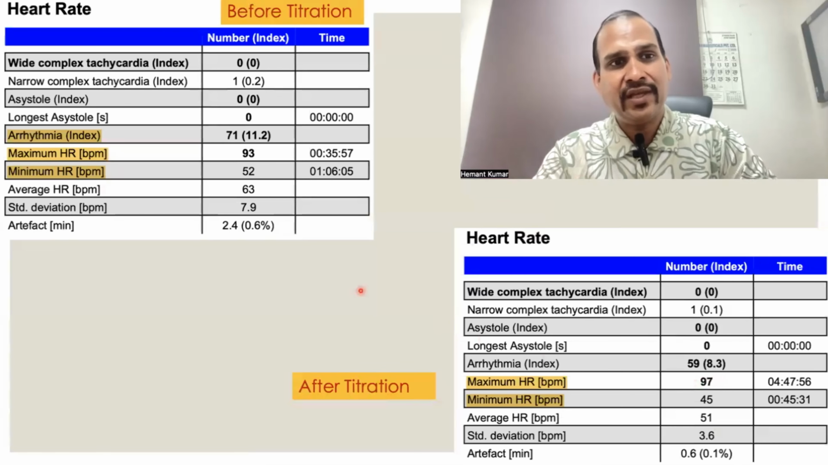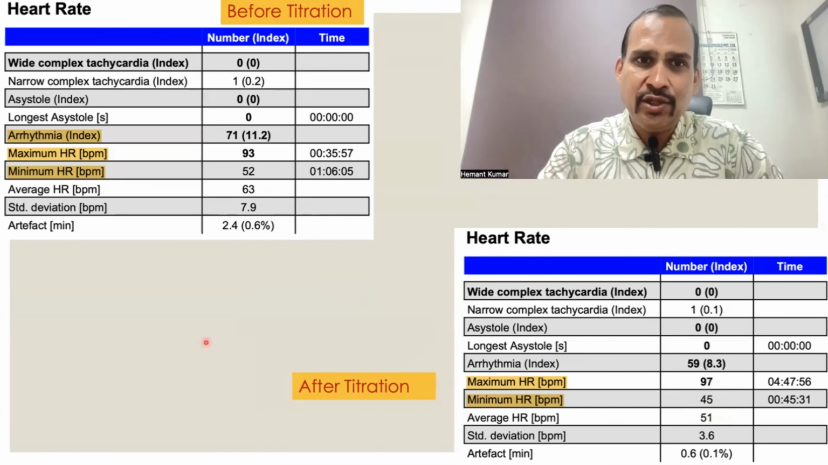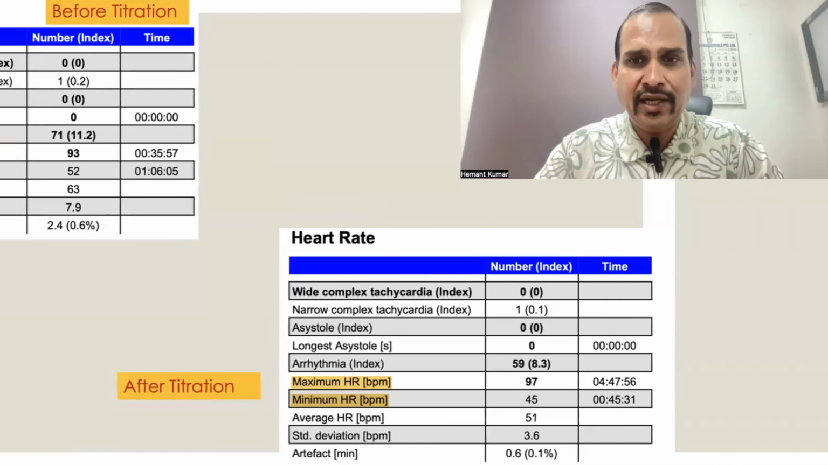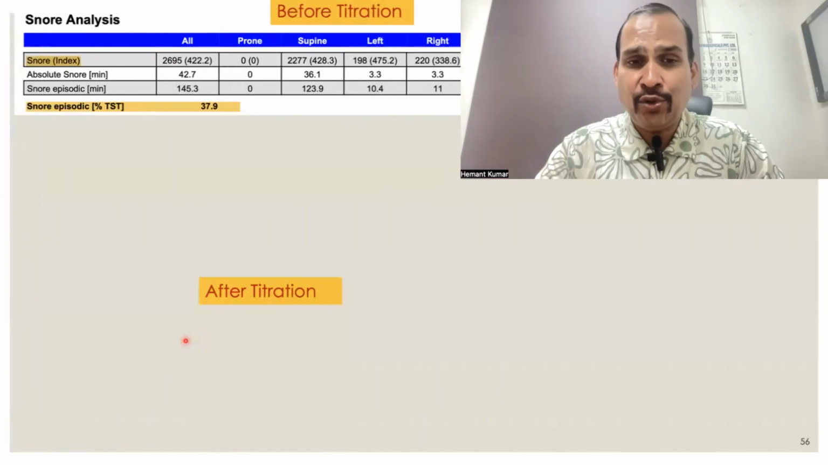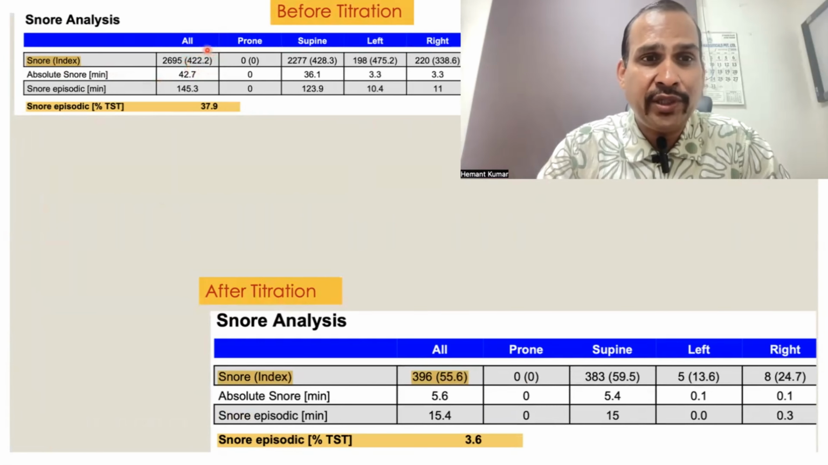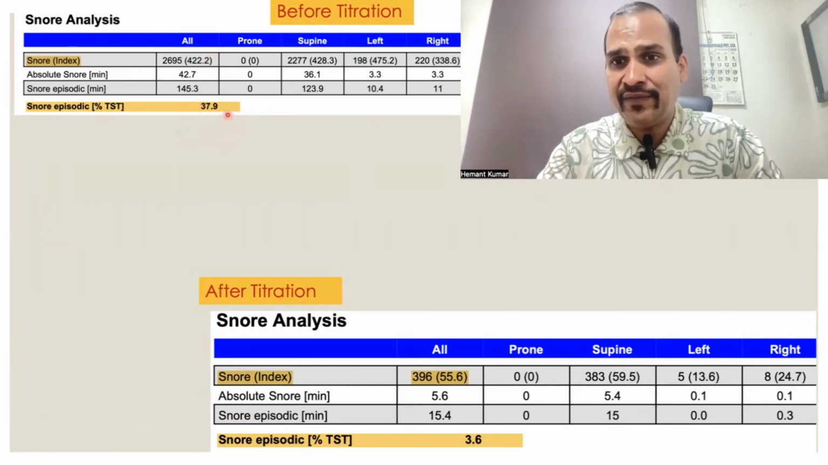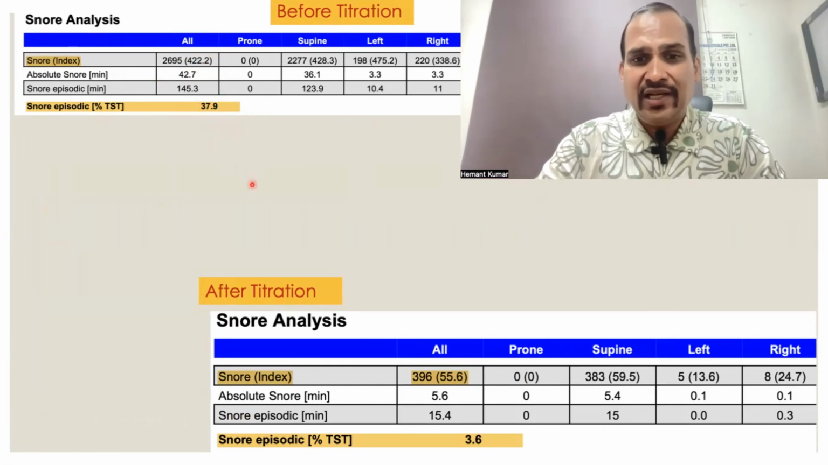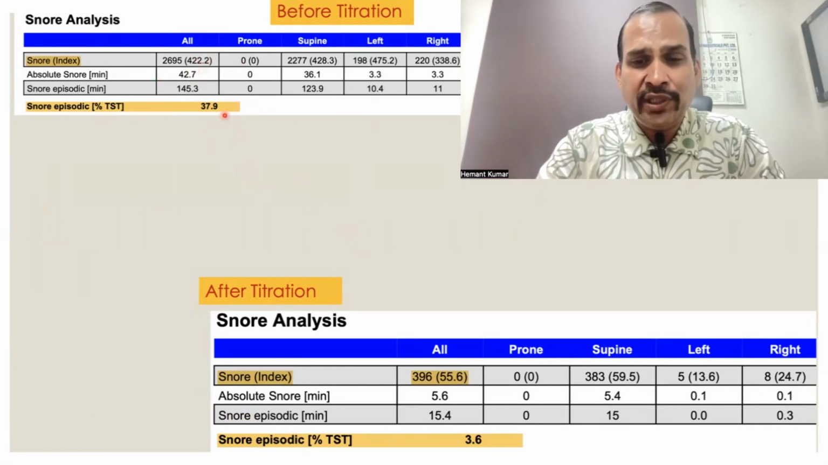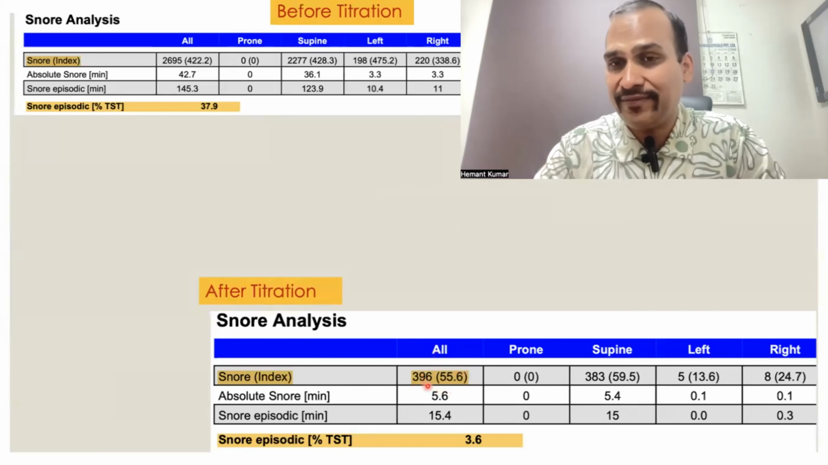It will take time. Maximum heart rate and minimum heart rate are almost the same. Okay, so this is mild improvement in heart rate. What about snoring? Before titration, it was 422 index, and 37.9% of sleep he was having episodic snoring. Now from 422, it is reduced to 55, almost 80% reduction in snoring.